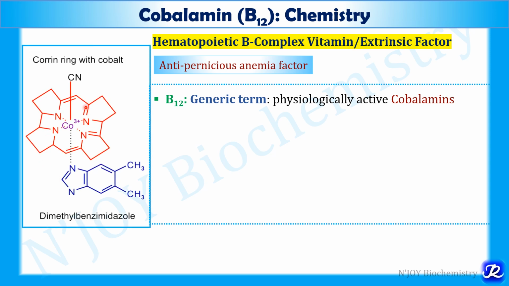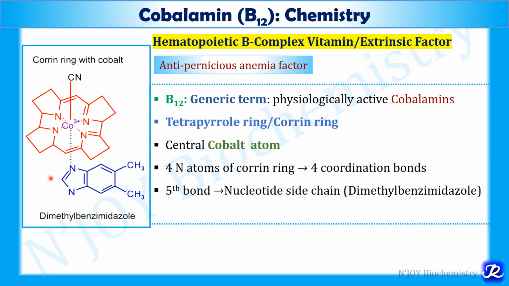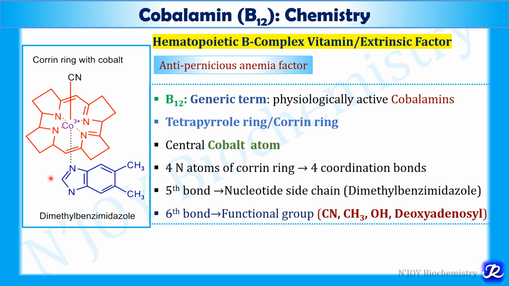This is the structure of vitamin B12, that is cobalamin. It has a tetrapyrrole ring, 4 corrin rings and a central cobalt atom. This central cobalt atom is linked with the 4 nitrogen atoms of corrin rings and thus it forms 4 coordination bonds. The 5th bond is formed with the nucleotide side chain dimethyl benzimidazole, and the 6th bond is formed with various functional groups like CN, methyl, hydroxyl, deoxyadenosyl, and depending upon the presence of the groups, it is called cyanocobalamin, methylcobalamin, hydroxycobalamin or deoxyadenosyl cobalamin.